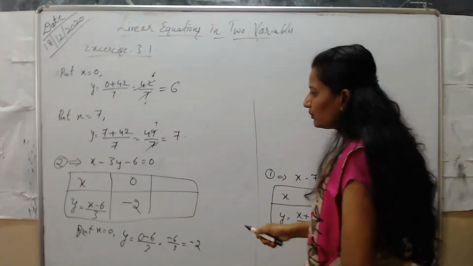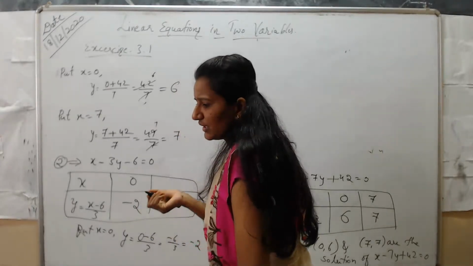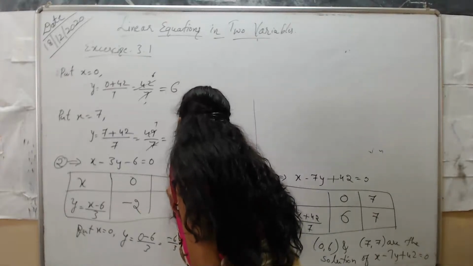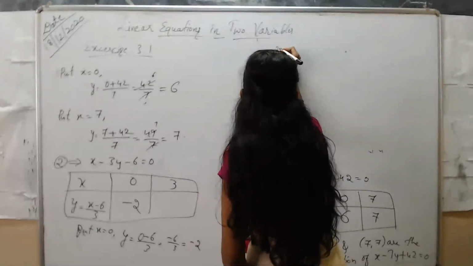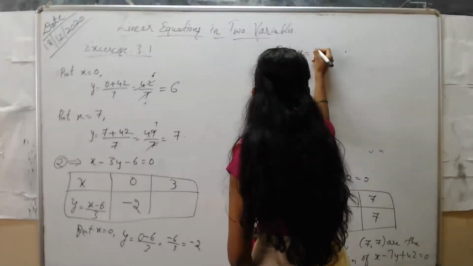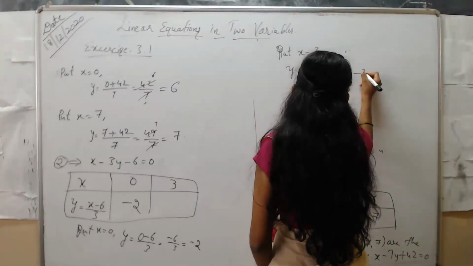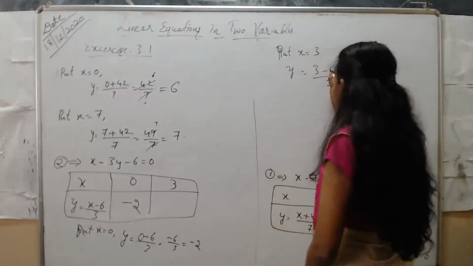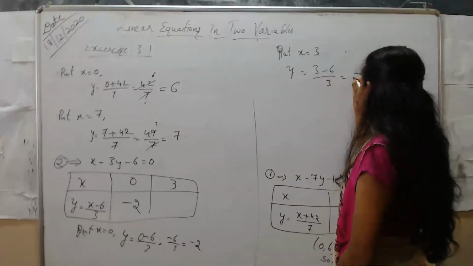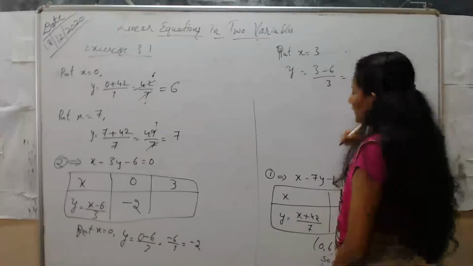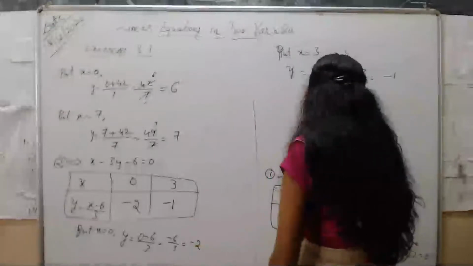Okay. Again, what do you put? Whatever value you can take, put 3 or 6. Put 3. What happens? Put x is equal to 3. Then y is equal to what? (3 minus 6) by 3. That is minus 3. 3 minus 6 is minus 3. We have to write the sign of the highest number. 6 is highest, so take the minus sign. We will get minus 1. What is the value of y? Minus 1.